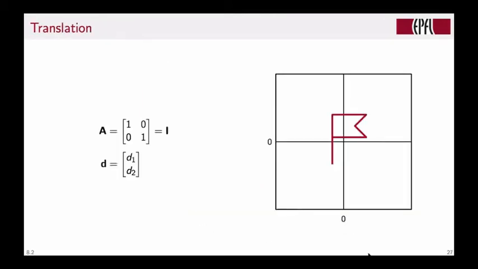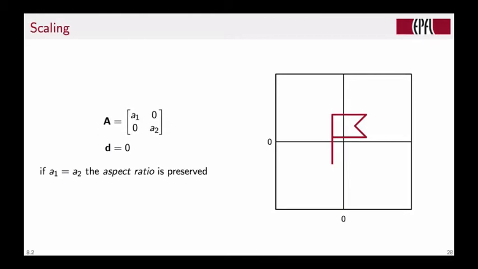Let's look at some examples of affine transform. A very simple one is translation. The matrix here is the identity matrix, and the translation vector specifies the new origin of the plane. So if we have the simple image here and we apply a translation, we would get the simple result.